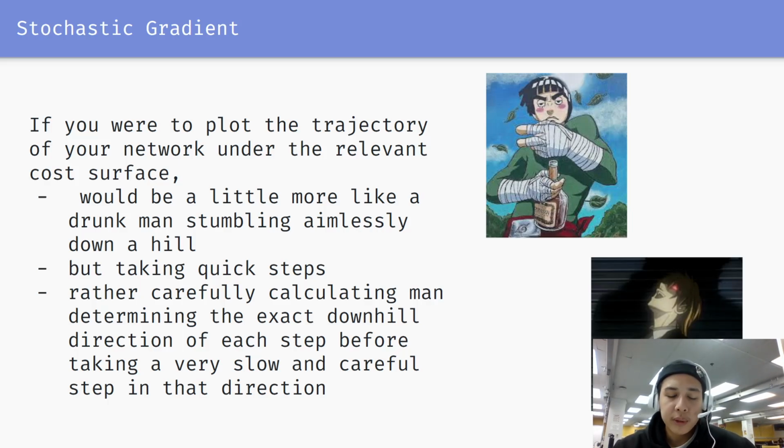So you could think of that person calculating each step, slowly going down, and the way that stochastic gradient descent works is kind of like a drunk guy stumbling aimlessly down. He's still going to fall to the bottom and reach that local minimum, but it's more of a messy way. And I have these two images right here: Rock Lee using Drunken Fist versus Light Yagami, who is very quick and calculating of his every step.